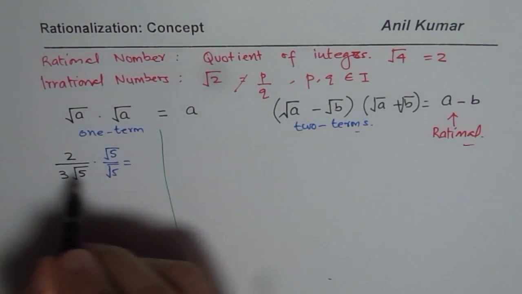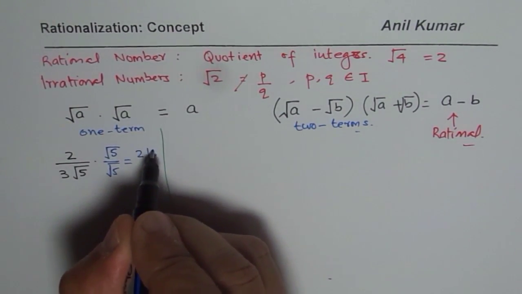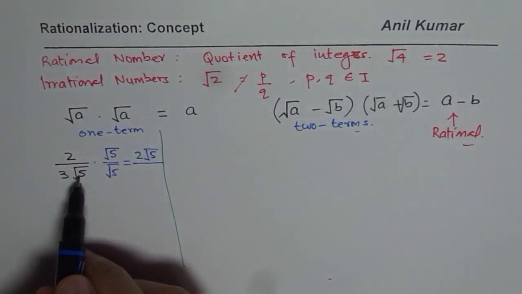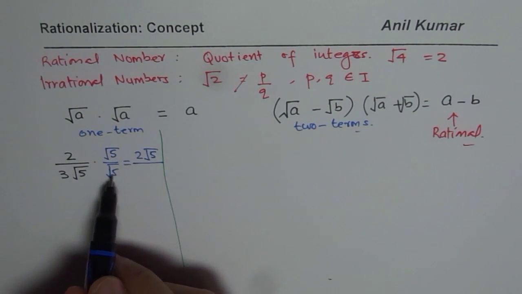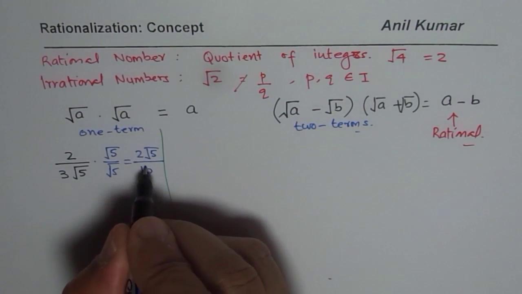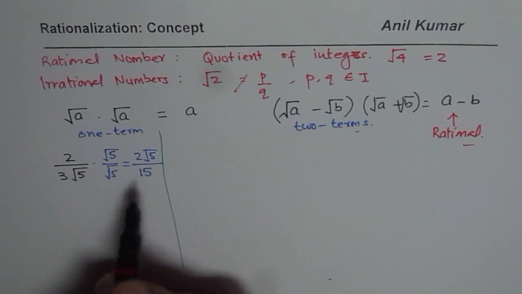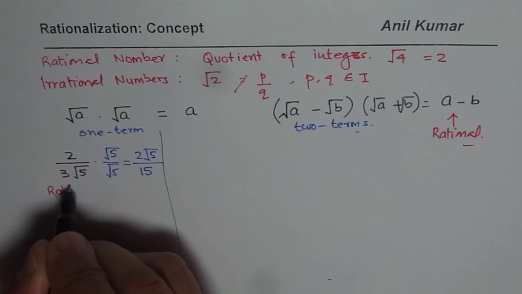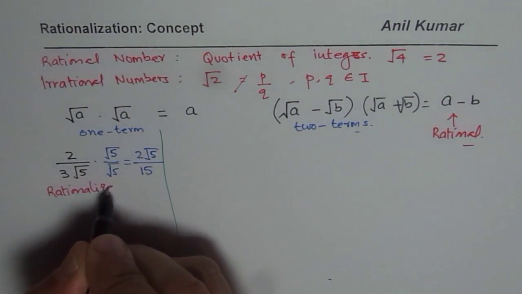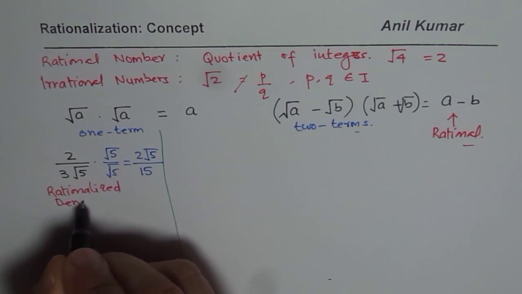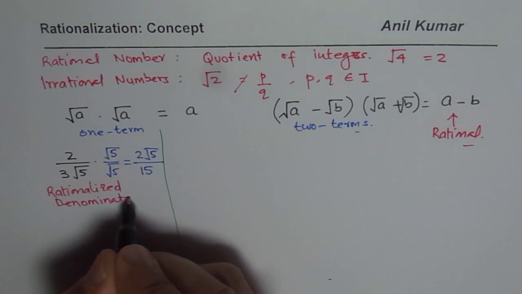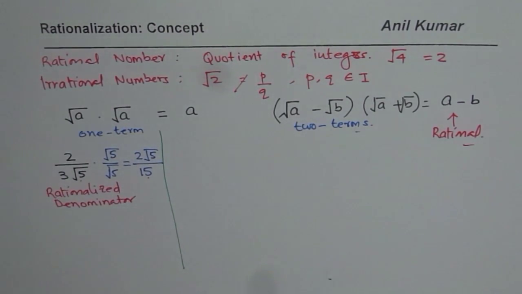Now in the numerator I get 2 times square root 5, correct? But in the denominator, square root 5 times square root 5 is 5, and 5 times 3 is 15. So what I get is 2 square root 5 over 15. So in that process, what have I done? I have rationalized the denominator. In the denominator now, I do not have an irrational number. I have a rational number. So that is the process of rationalization.